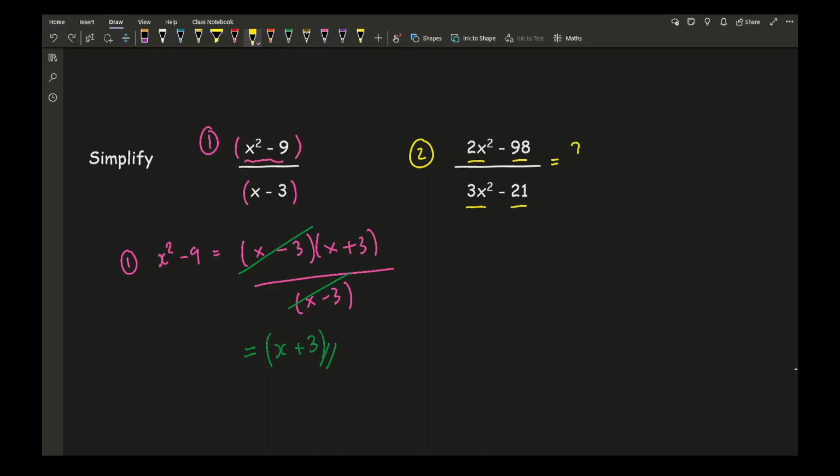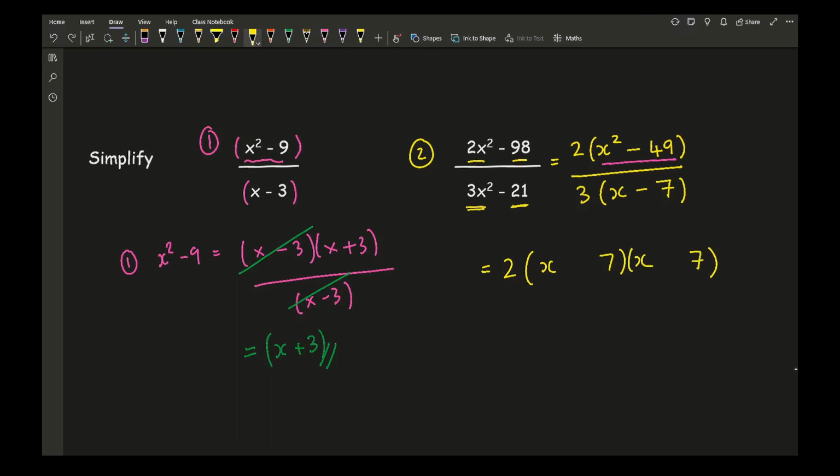So if I take 2 out, then what I've got is x squared minus, and it's going to be 49, over, now what's common about 3x squared and 21 is 3. So I take that out, so I've got x minus 7. Now, one thing that I should be able to note is that here I've now got a difference of 2 squares. So here what I can do is I can write that as 2. I've got x, and I've got 49, which is 7. One's a plus, one is a minus, and that is all over 3 times x minus 7.